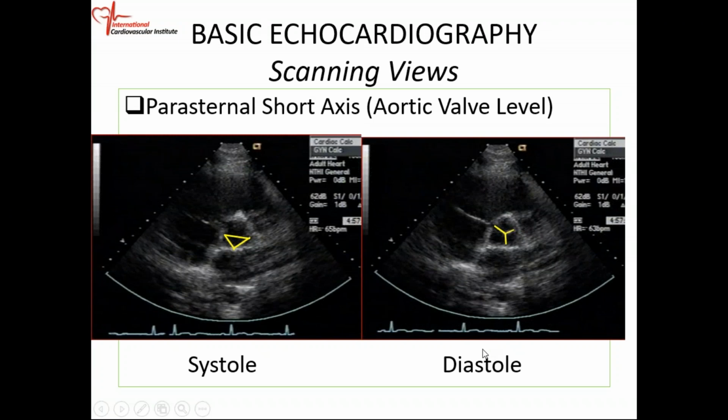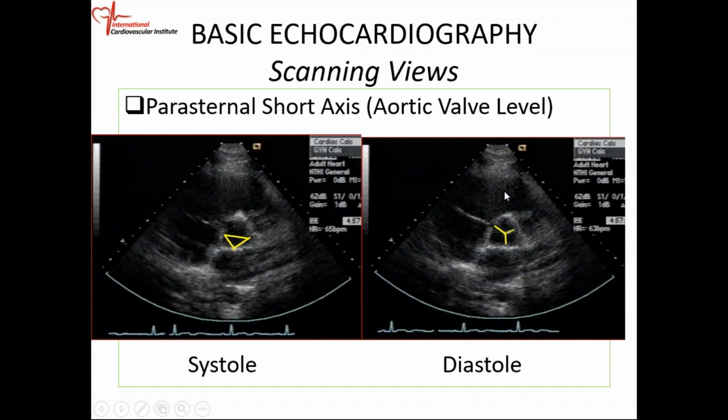This is a diastolic frame where the aortic valve closes. When the aortic valve closes, it closes in a Mercedes-Benz configuration. The normal aortic valve has 3 leaflets. Okay, 1, 2, 3. Again, short axis at the level of the aorta, diastolic frame.